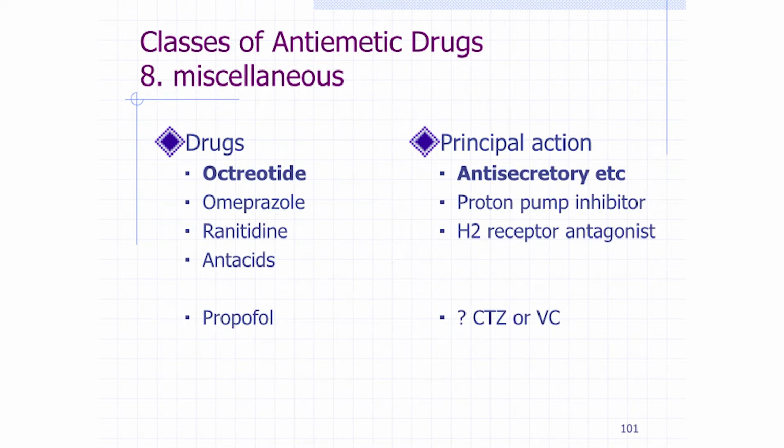Octreotide, which is anti-secretory. It really reduces the secretions in the stomach. I'll talk about that more when I talk about bowel obstruction in a few minutes. Those other drugs like omeprazole, ranitidine, they also reduce gastric secretions, and sometimes you can improve somebody's nausea and vomiting just by reducing the amount of fluid that's sitting in their stomach. Your stomach produces about 4 to 6 liters of fluid a day, and if we can reduce that amount, it can help their nausea and vomiting quite a bit.